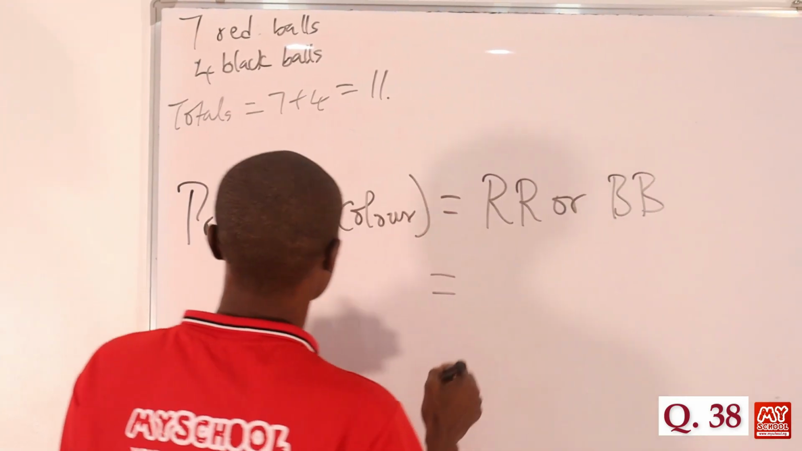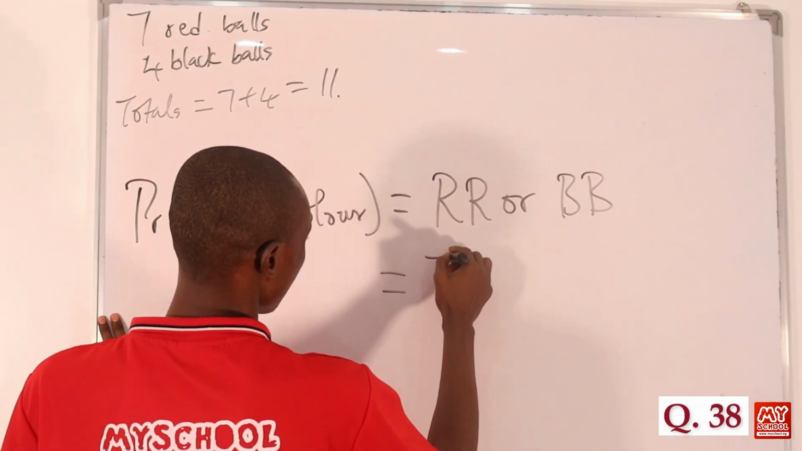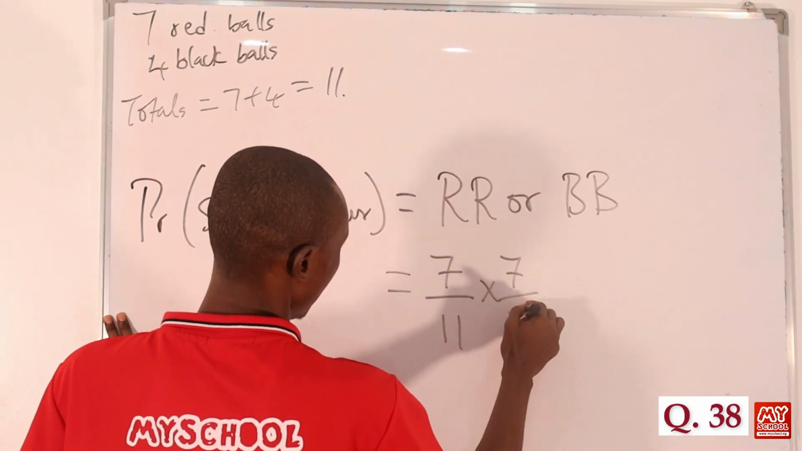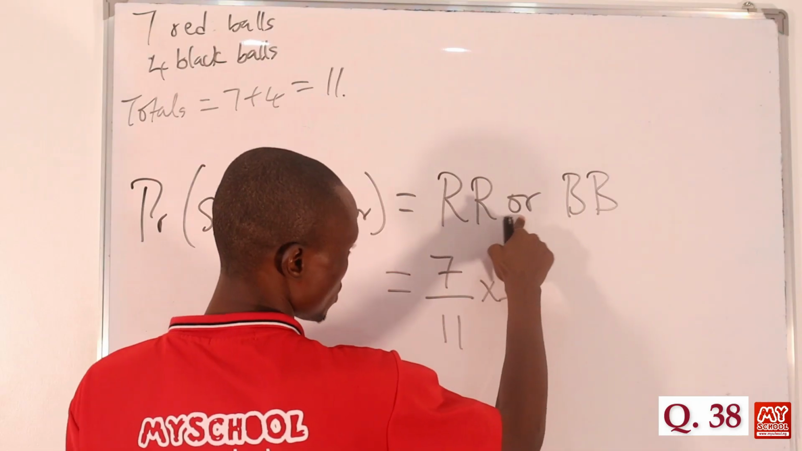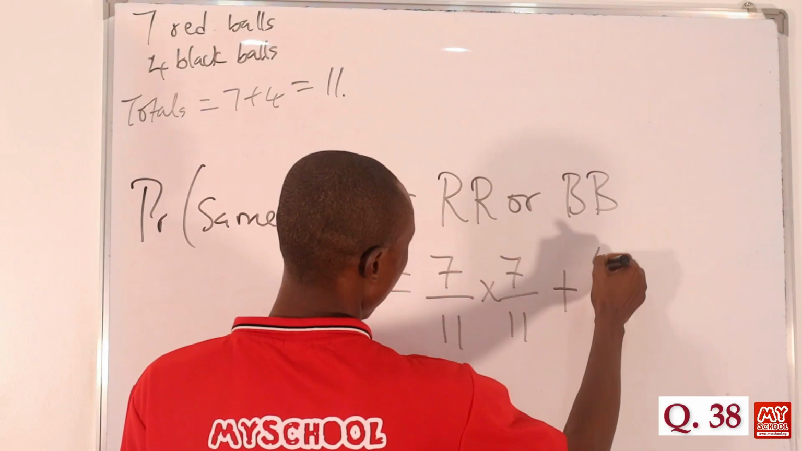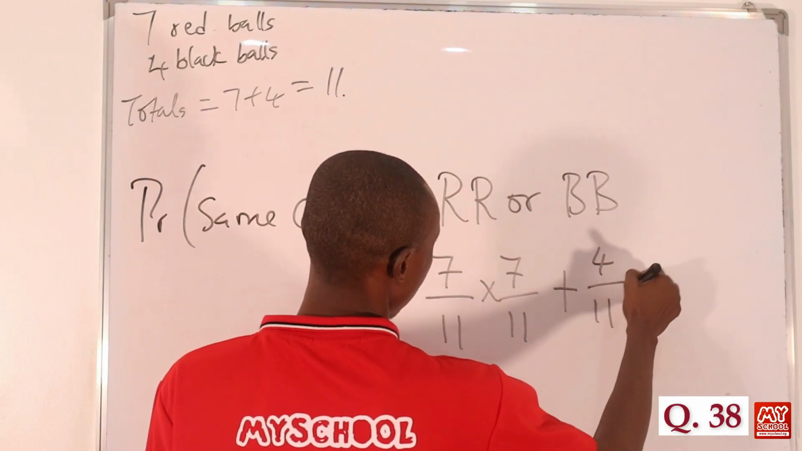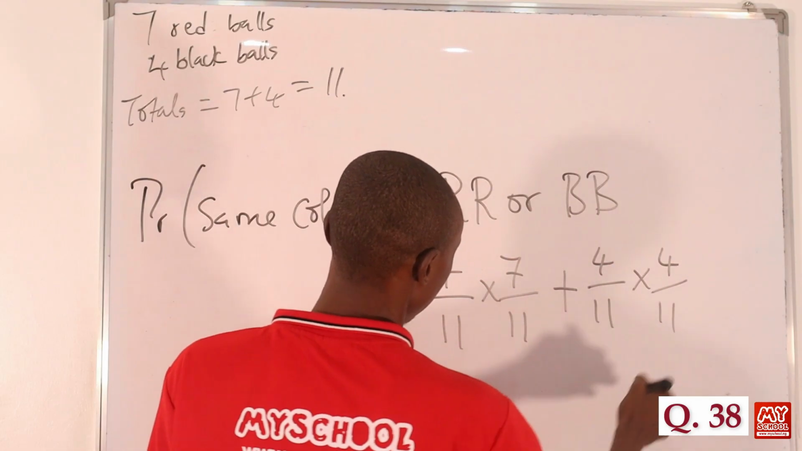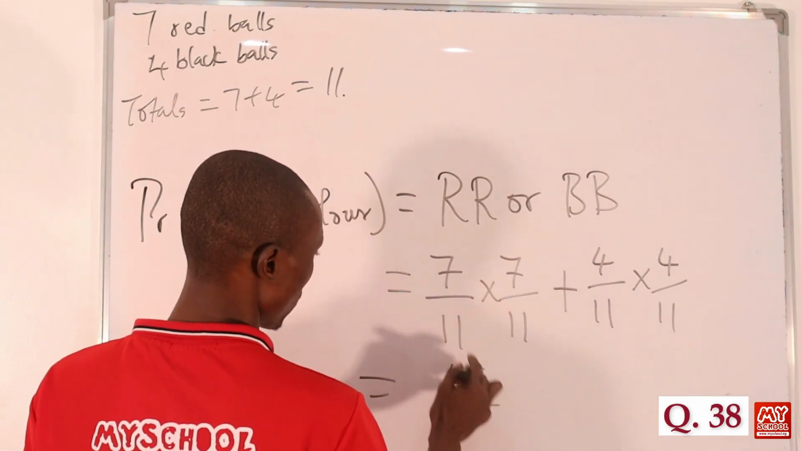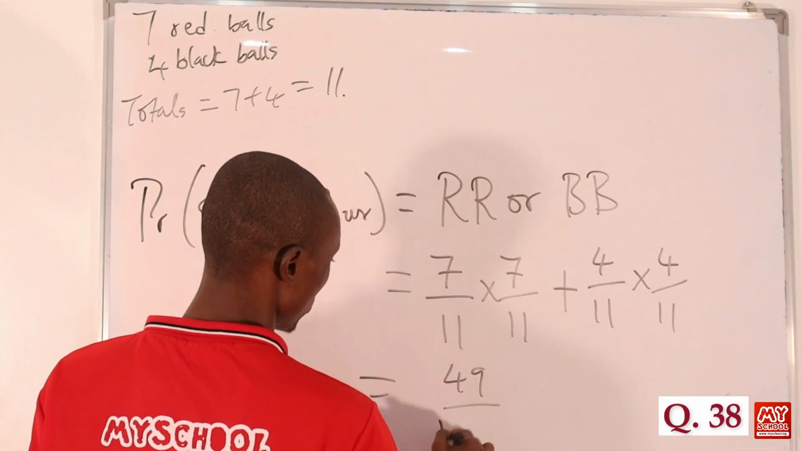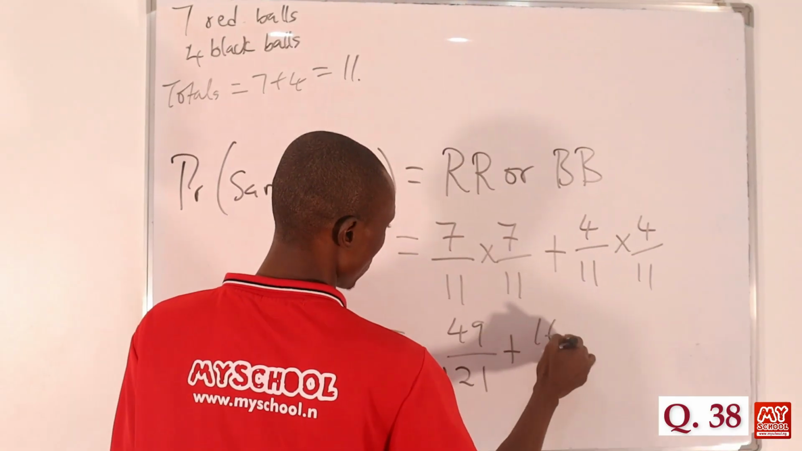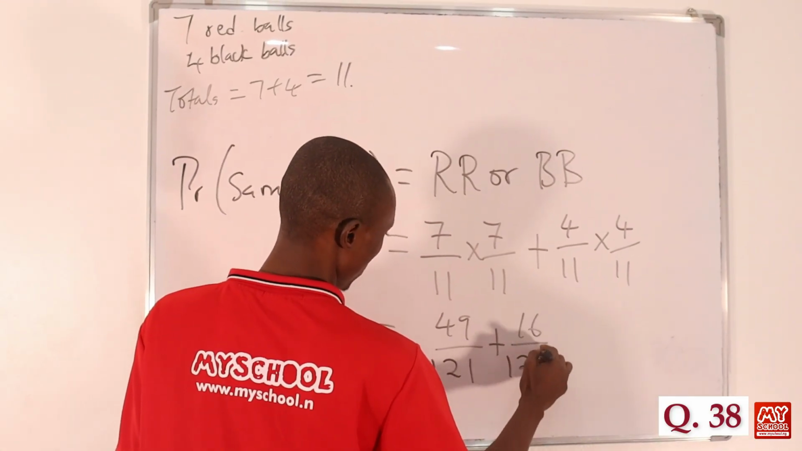So in this case, for red, we'll be having 7 over 11 times 7 over 11, or in probability, "plus", then plus the black balls, now that would be 4 over 11 times 4 over 11, right? So 7 times 7 is 49 over, then 11 times 11 is 121, then plus 4 times 4 is 16, all over 121, right?